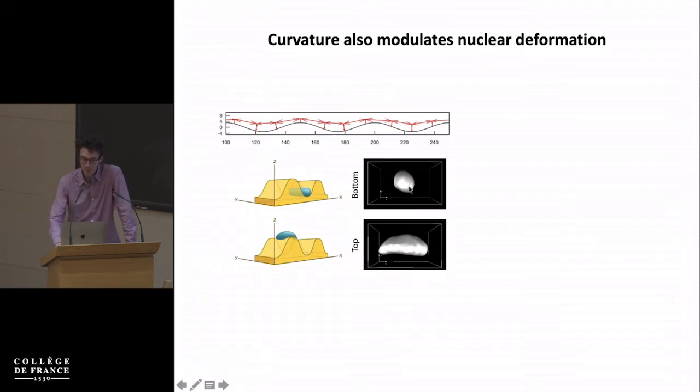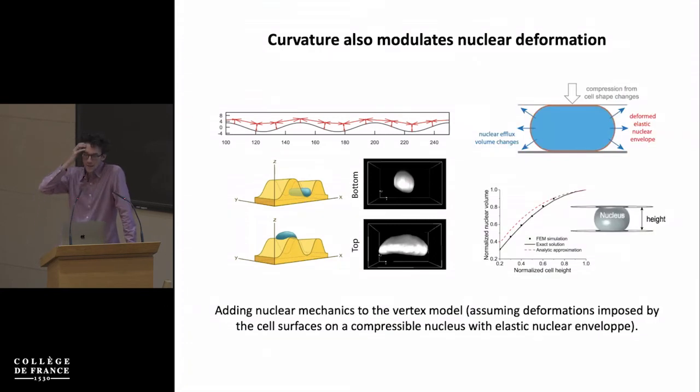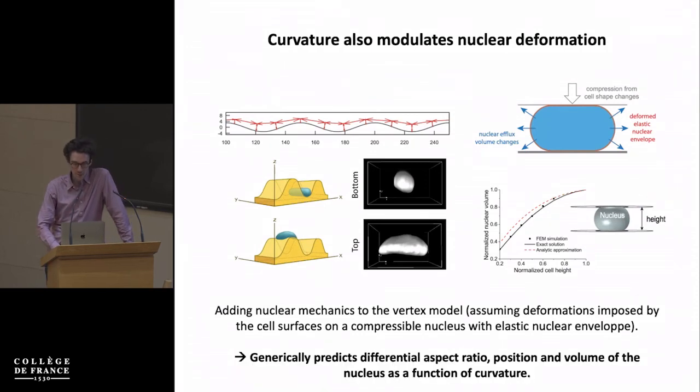She was seeing very striking changes in the position, aspect ratio, and volume of the nucleus as a function of curvature. And so what we asked is, can we explain that just from these shape changes by now just adding a simple model of nuclear mechanics to this vertex model, essentially saying that I have my shape from my vertex model and I'm going to consider a compressible nucleus with an elastic nuclear envelope that tries to minimize its energy on the background of this imposed shape. And again, not extremely surprisingly, you're going to predict, of course, in a model differential properties of the nucleus as a function of position.